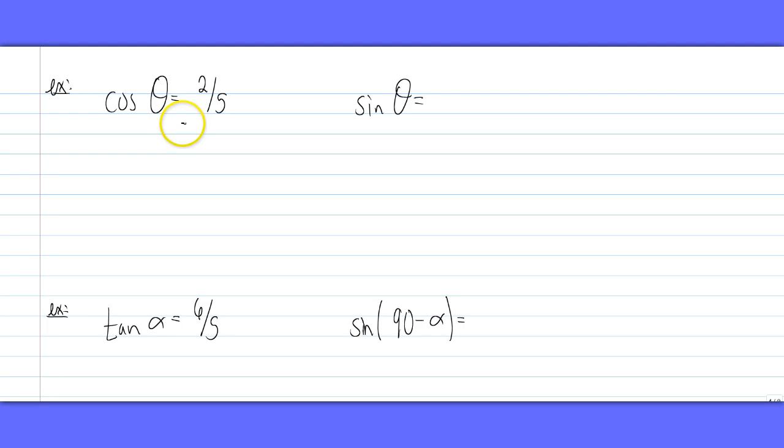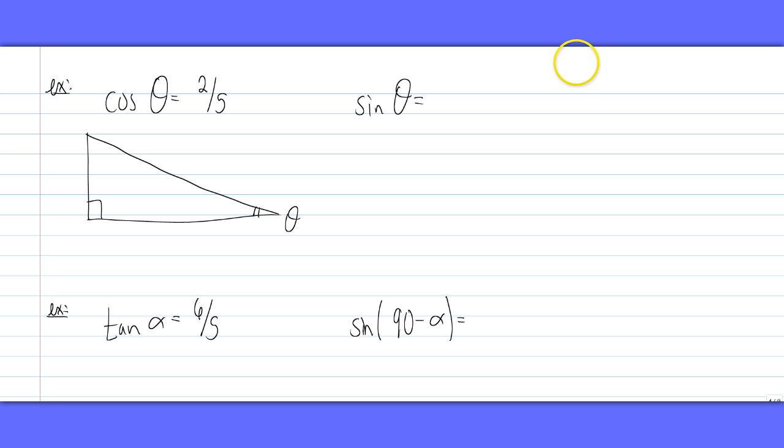First problem, cosine of theta equals 2/5. What we're going to do is draw that scenario. And for now, all the trig we have is based on right triangles, so we're going to draw a right triangle. Theta is our angle, so we're going to put a little mark on one of those acute angles. We're going to call that angle theta. And it says that the cosine of that angle is in the ratio of 2/5.